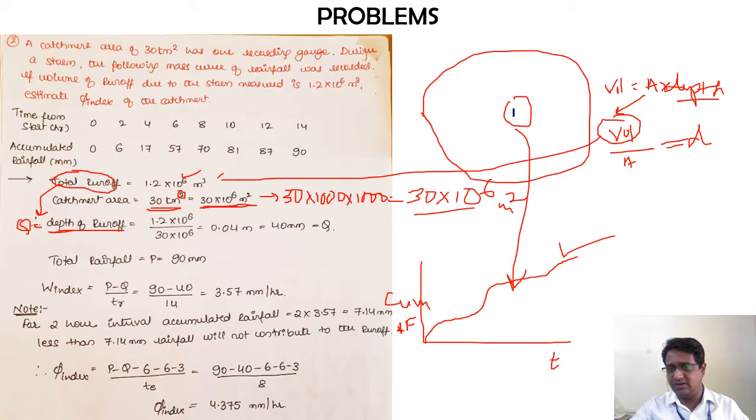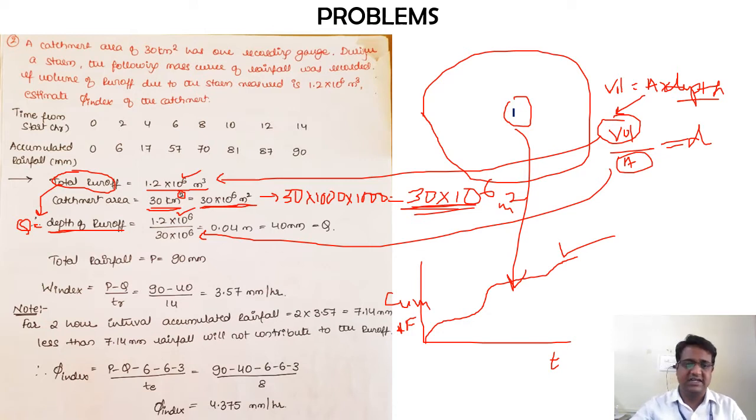So what is the volume here? Volume is 1.2 into 10 to the power of 6 meter cube, which I have written over here, and area is the catchment area, the calculation we just did, 30 into 10 to the power of 6. You will get the answer in meters, because the numerator is in meter cube and the denominator is in meter square. If you divide meter cube by meter square, meter square goes and your answer is in meters. So it is 0.04 meters, and converting that into millimeters, it becomes 40 mm.